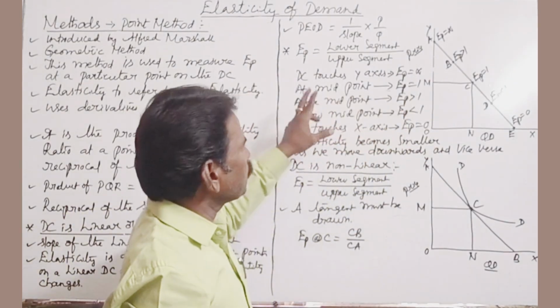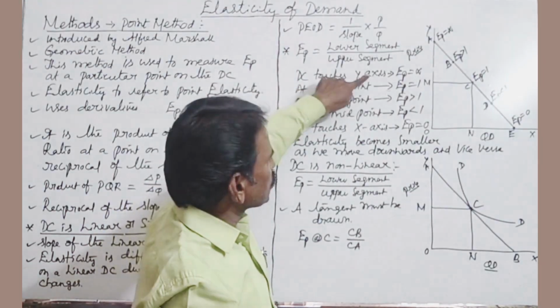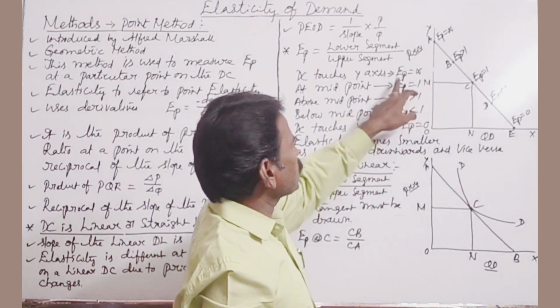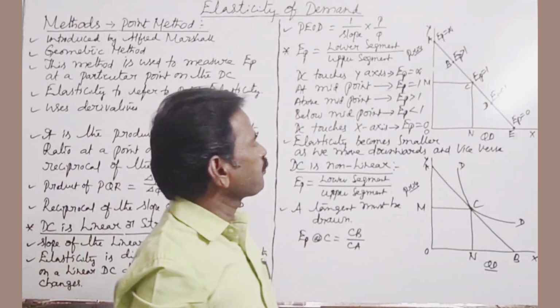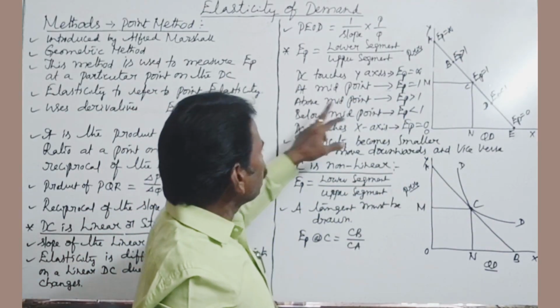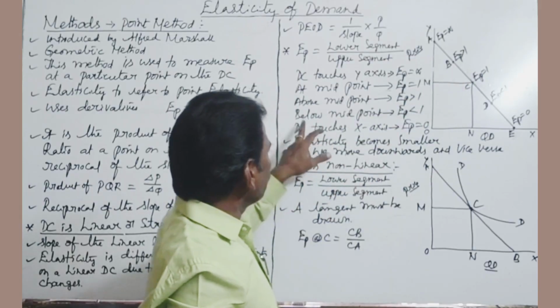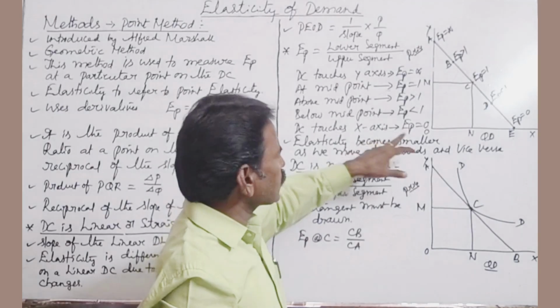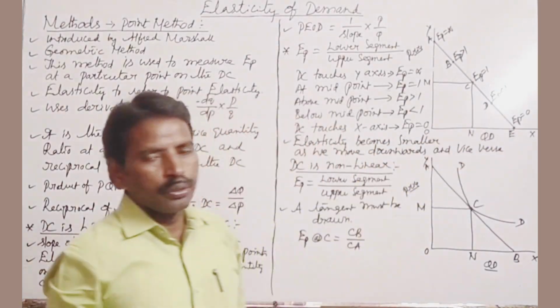If we observe, the demand curve touches the y-axis here, and elasticity is infinity. At the midpoint it is equal to 1. Above the midpoint it is greater than 1, below the midpoint it is less than 1. Where the demand curve touches the x-axis, EP is equal to 0.